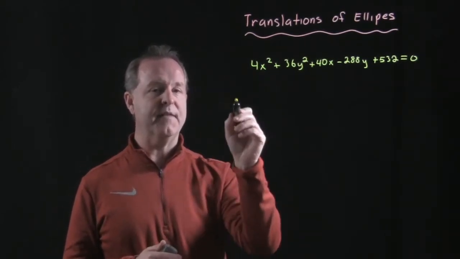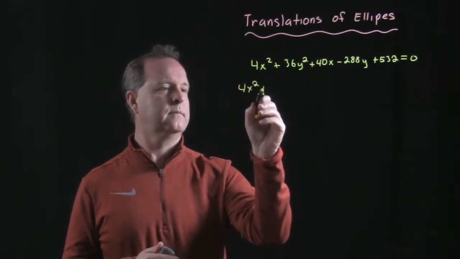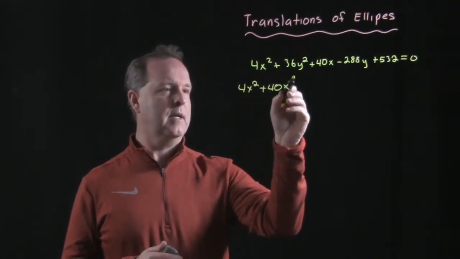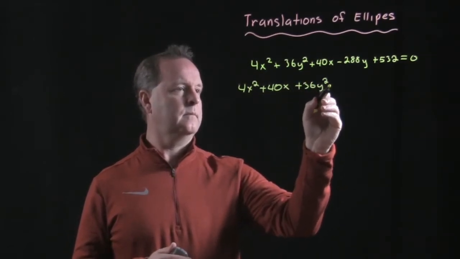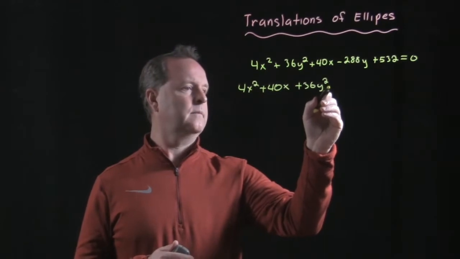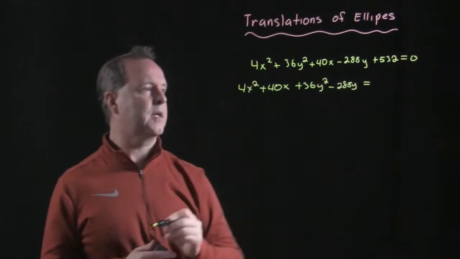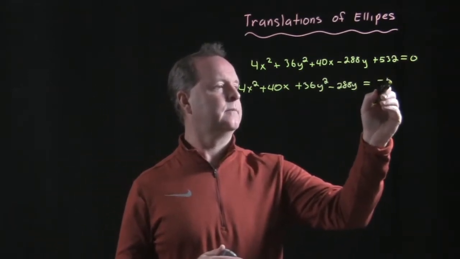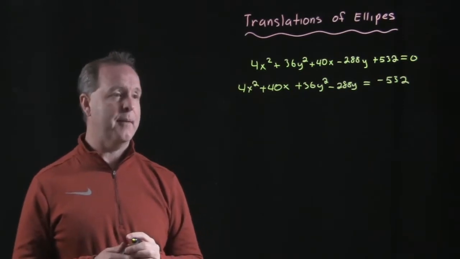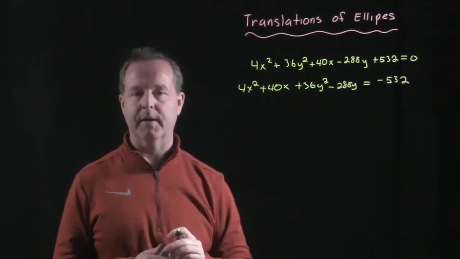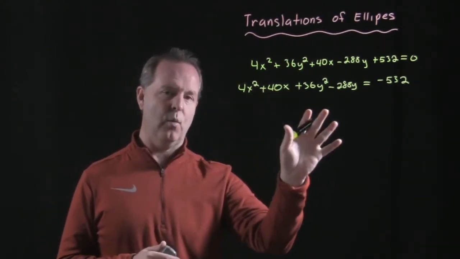So first of all, I'm going to collect the x's together. Collect the y's. And then drop the constant onto the other side. All right, so the first step is collect the x's, collect the y's, drop the constant on the other side. Now I'm going to complete the square for both the x's and the y's.